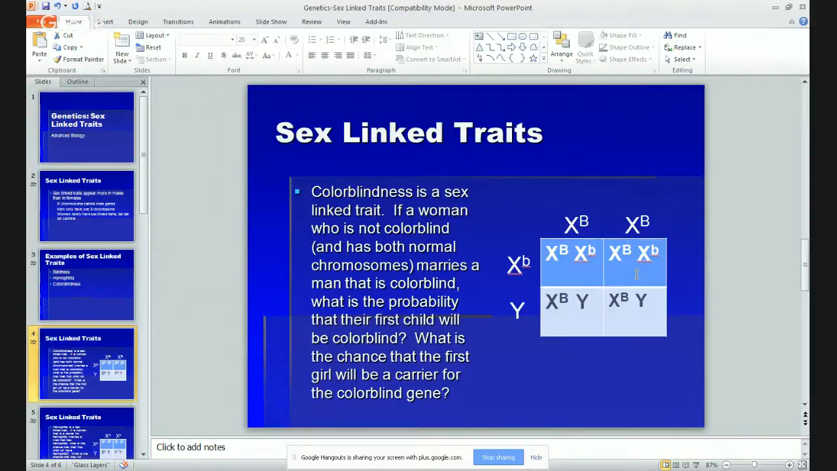However, there would be a 0% chance that their first girl would actually be colorblind. But what's the chance that their first girl will be a carrier? That would be 100%. If they have a girl, she will 100% be a carrier. Now, there's a 0% chance that the girls will be colorblind. So it kind of goes into this question. I guess I didn't fully answer that. What was the probability that their first child will be colorblind? 0, because none of their kids are going to be colorblind. 2 of them can pass it on, but they won't actually be colorblind.